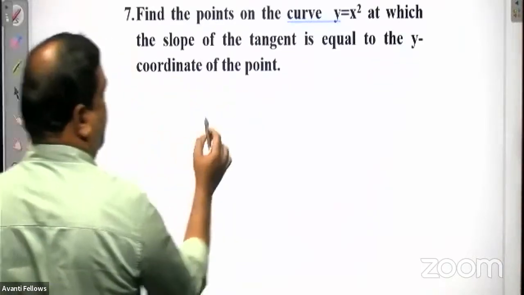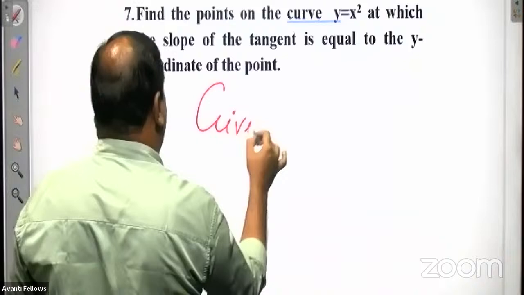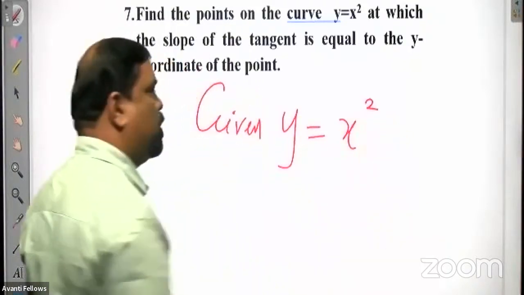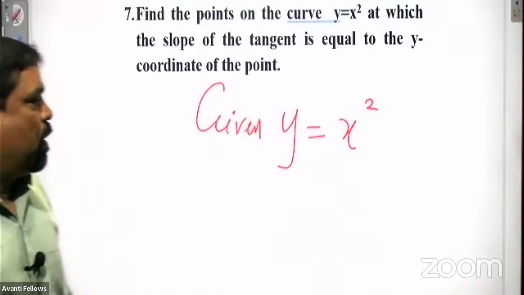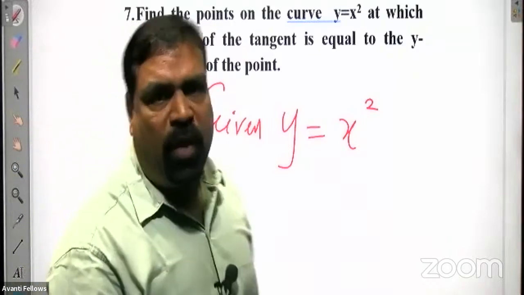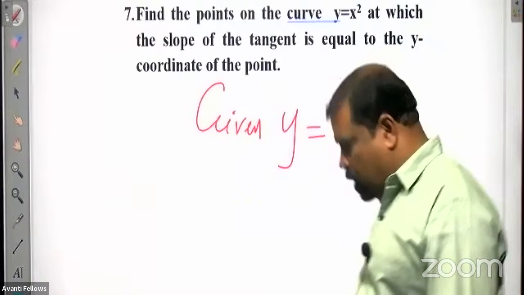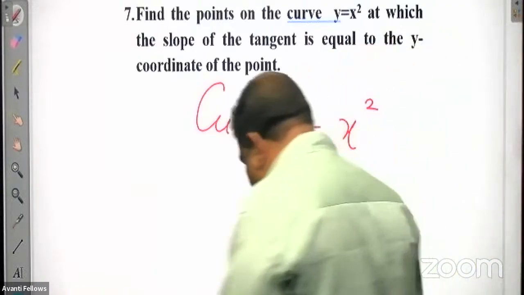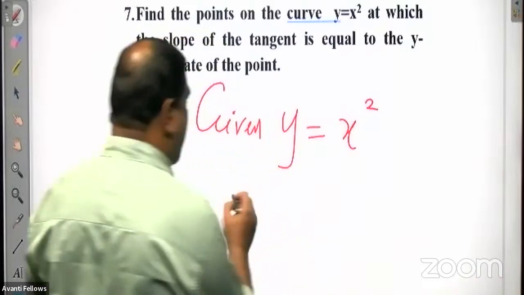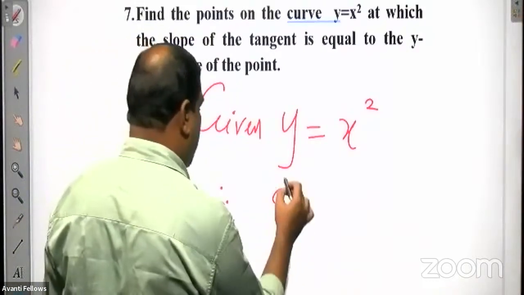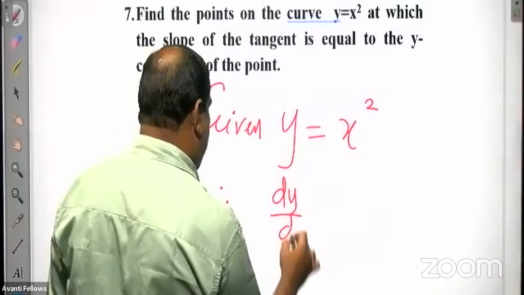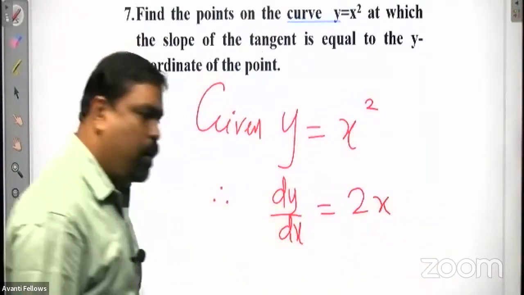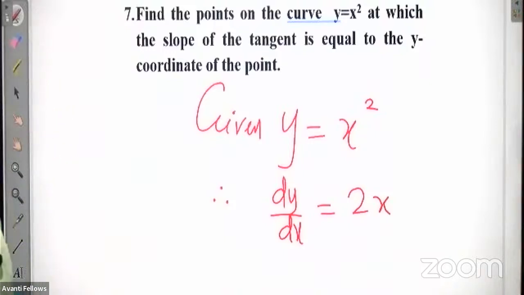So how to do it? Given curve is y is equal to x square. It's a parabola actually. Whatever it may be, y is equal to x square. So find the derivative dy by dx. So dy by dx equal to 2x. Everybody knows dy by dx equal to 2x.